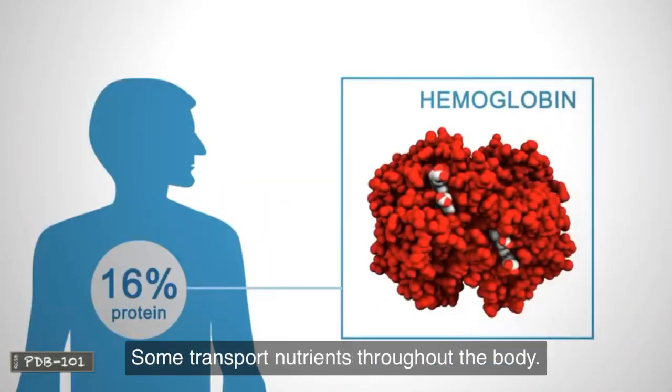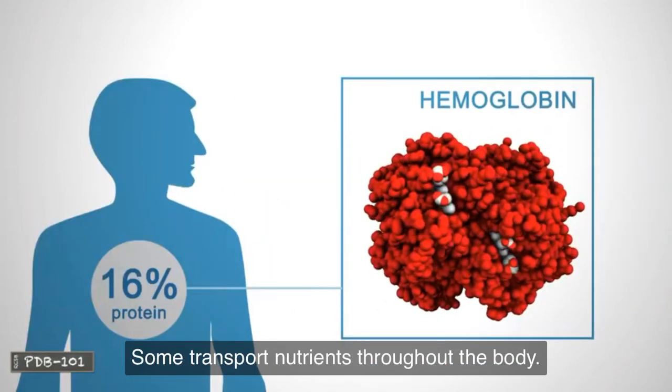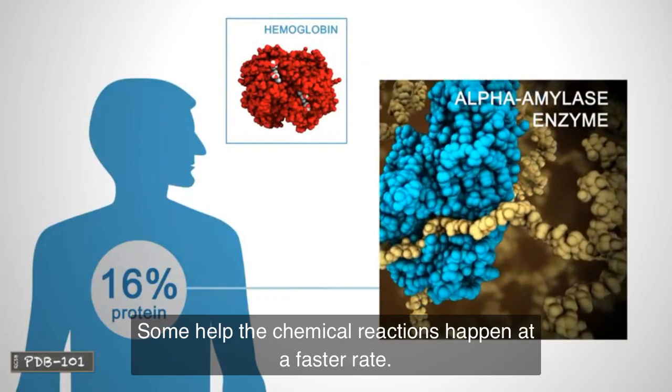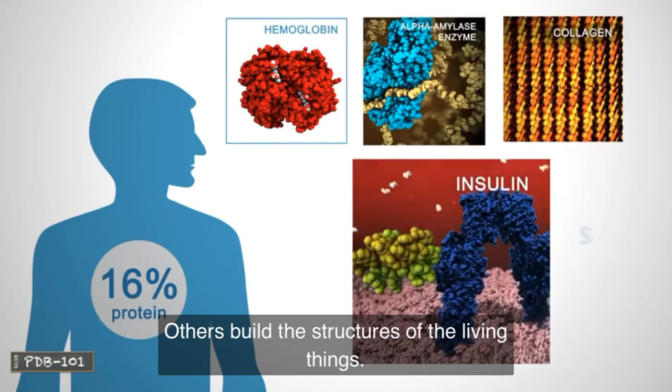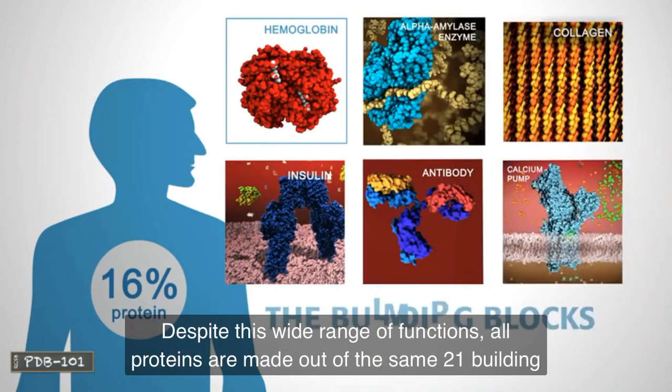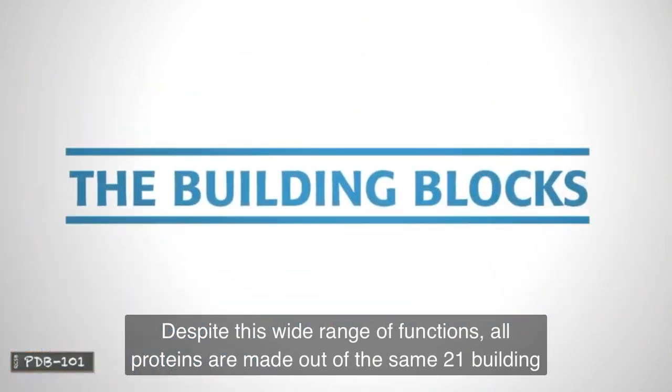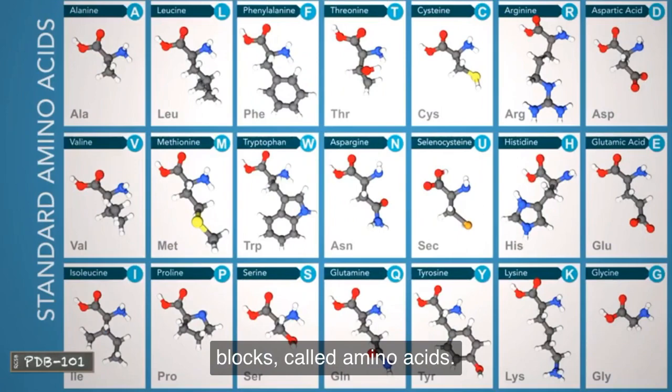world. Some transport nutrients throughout the body. Some help chemical reactions to happen at faster rates. Others build the structures that make up living things. Despite this wide range of functions, all proteins are made out of the same 21 building blocks, called amino acids.